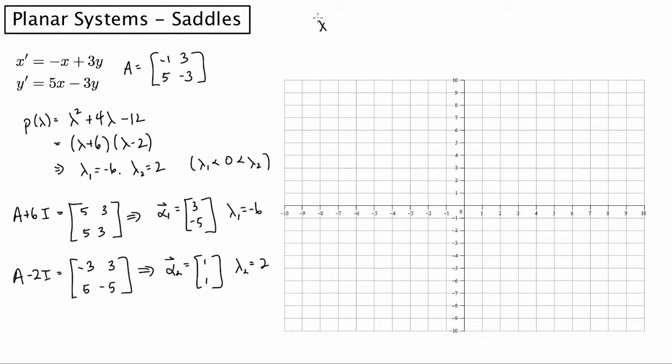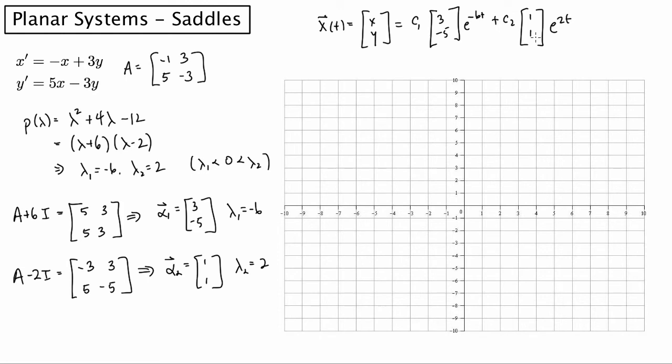Alright, what this does is it leaves our solution x of t as being the following. And so we are in a somewhat similar situation to the node problem. There is a significant difference here, and that difference is the fact that the eigenvalues have different signs. One's positive and one's negative, so it's going to make a big difference.